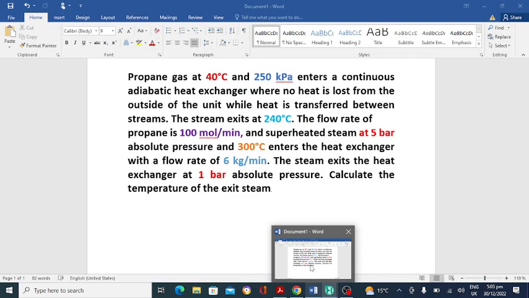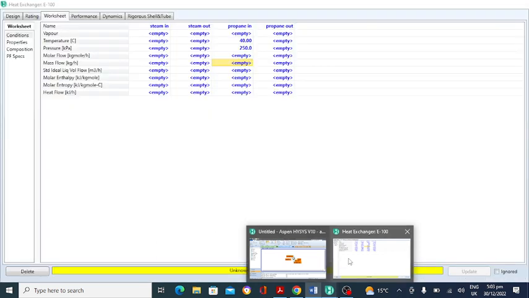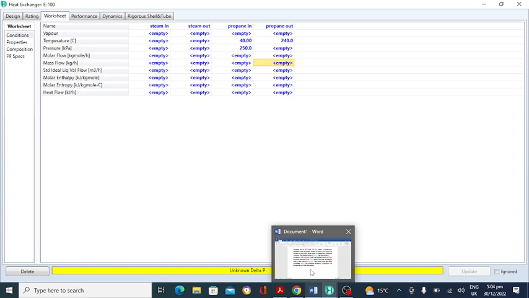The propane enters at 40 degrees and 250 kilopascal into a continuous adiabatic heat exchanger, with no heat loss from outside of the unit. The stream exits at 240 degrees centigrade. So the outlet temperature of propane is 240 degrees centigrade.